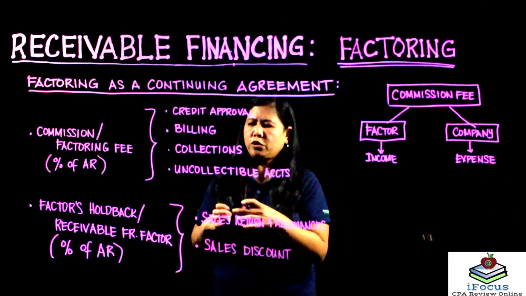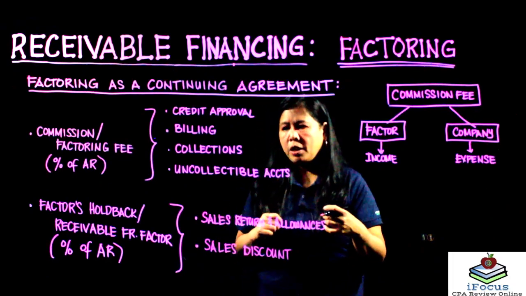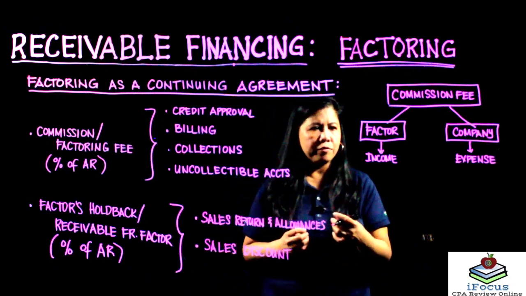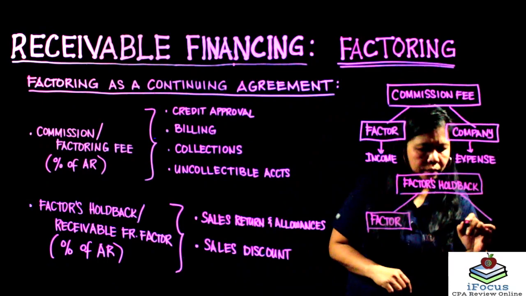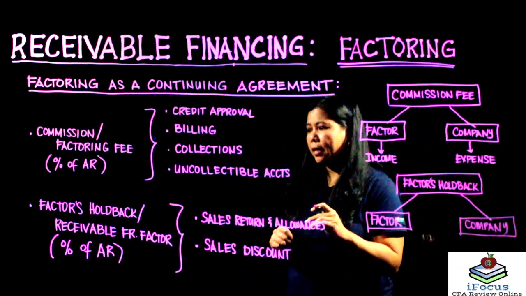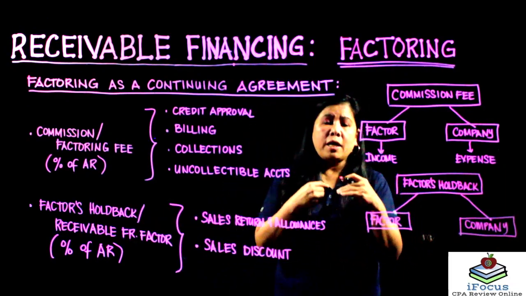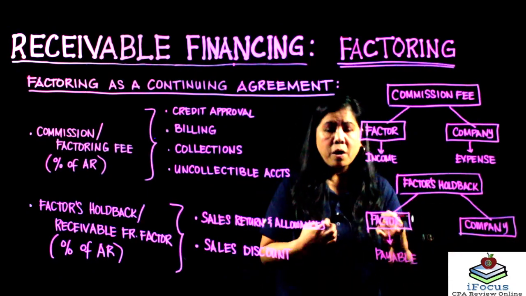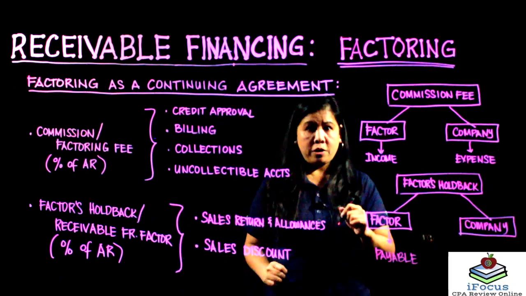Alright? So, ganito yan. Ang ating factor's holdback, okay, is a percentage of your accounts receivable on the part of the factor. So, on this factor's holdback, or the receivable from factor, on the part of the factor, it's payable to the company. On the part of the company, this is a receivable from the factor. Okay?